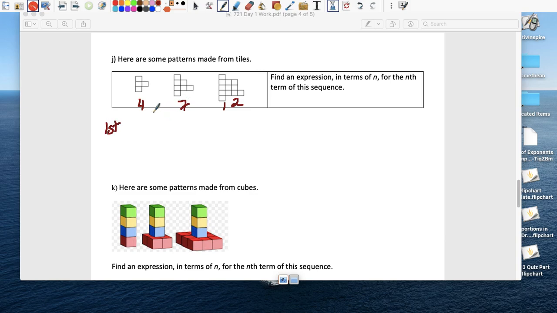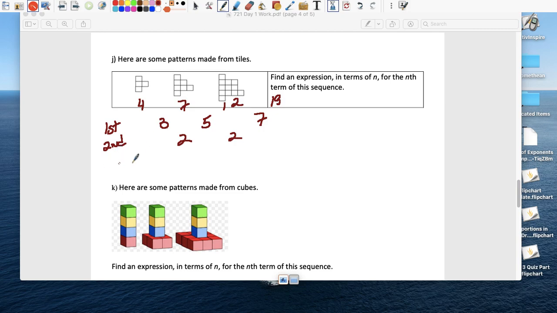Took the first difference. This is 3. This is 5, and you can guess that the next one will be 7, which would mean that the next drawing, the next term, would have 19 little squares. And then if you took the second difference, you'd get 2, 2, etc.